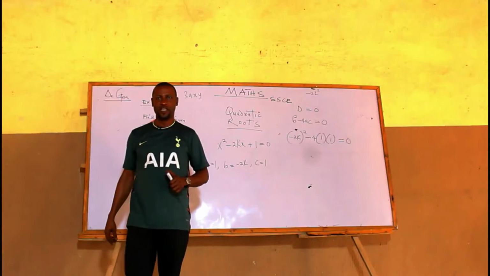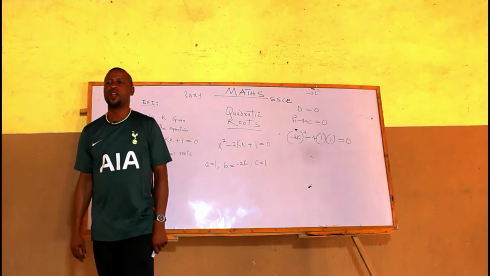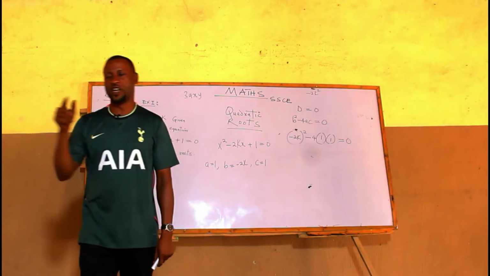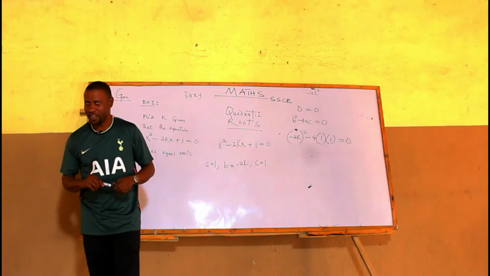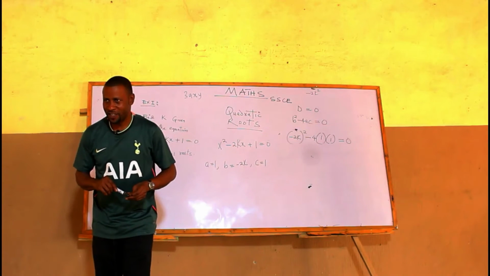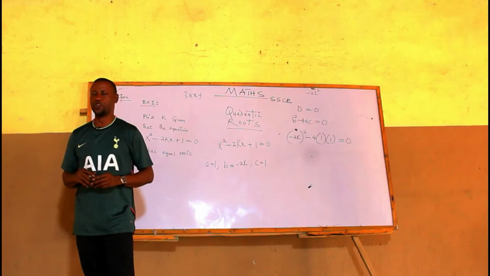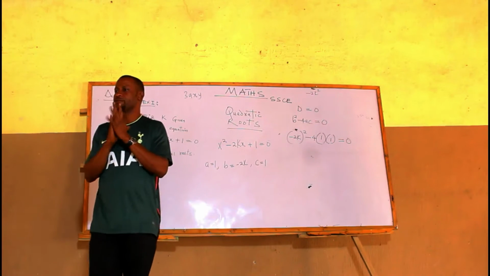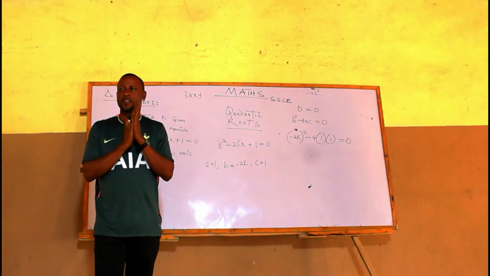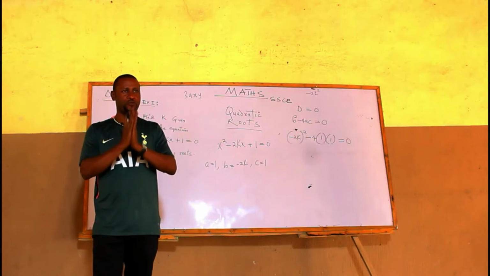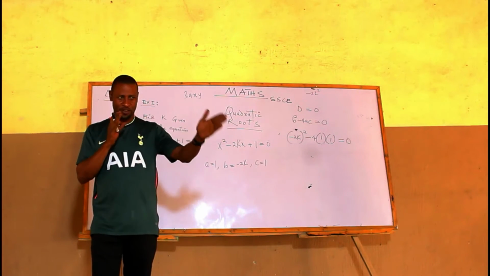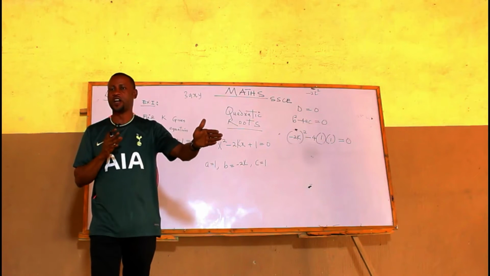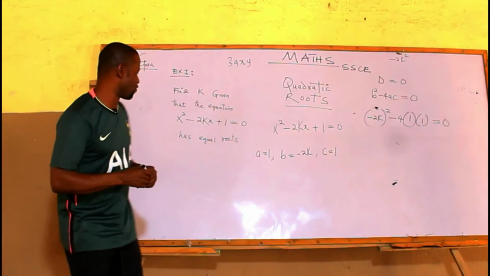Let me see how your brain is working this morning. What is minus 2k all raised to the power of 2? It should be 4k squared. Who doesn't know why it is 4k squared? We can explain it. Feel free. Is anybody here that doesn't know why it should be 4k squared?